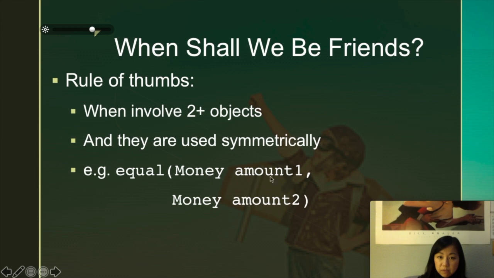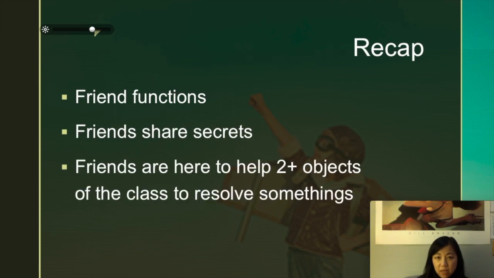So, when it involves two objects or more, when they are used symmetrically, but actually later on you will see that even not symmetrically, you can use a friend function also to make things easier for yourself. When we say symmetrically, the two amounts have no difference in a way, right? When you say equal, or even larger than, smaller than, it's kind of irrelevant which one is which. So to recap, we talked about friend functions. We talked about how friends can share secrets. Friends are here to help with two or more objects of the class to resolve some things that you want to do.